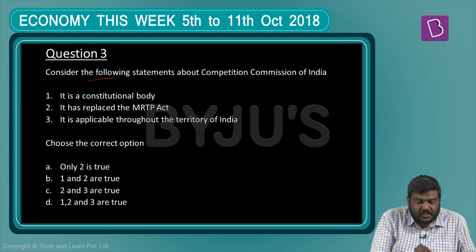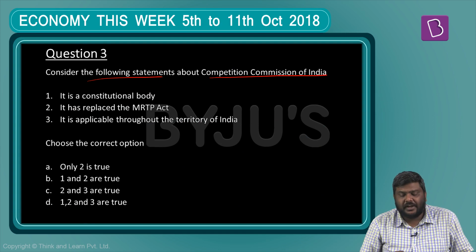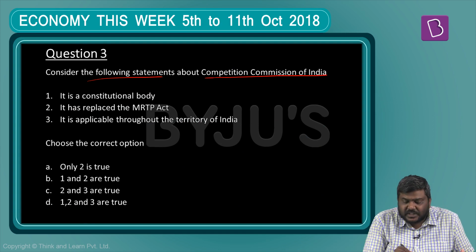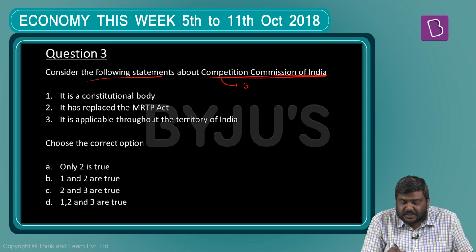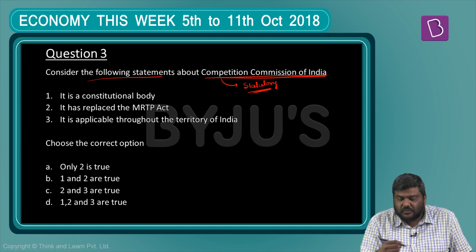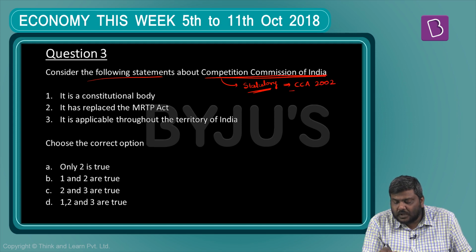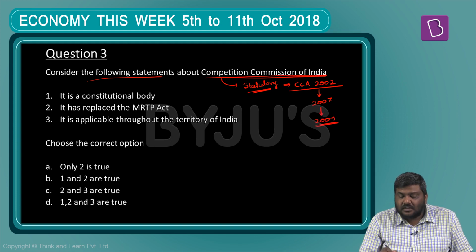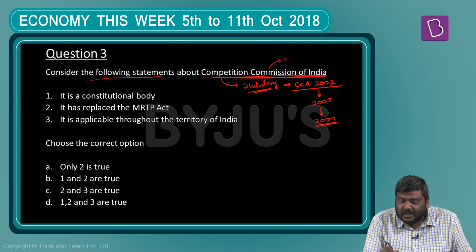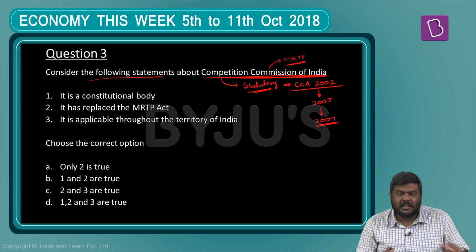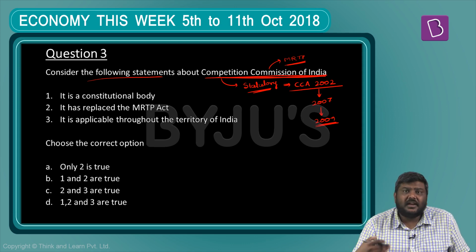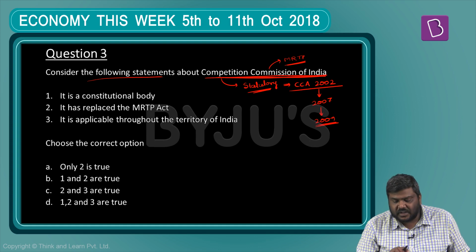Third question, consider the following statements about Competition Commission of India. Some of the important points related to CCI are: 1. It is a statutory body which came into force because of the passage of the Competition Commission Act of 2002. This act was amended in the year 2007 and has come into force from 2009. This replaced the earlier MRTP. MRTP stands for Monopolies Restrictive Trade Practices Act, which was introduced during the Indira Gandhi government back in the 1960s and 70s.